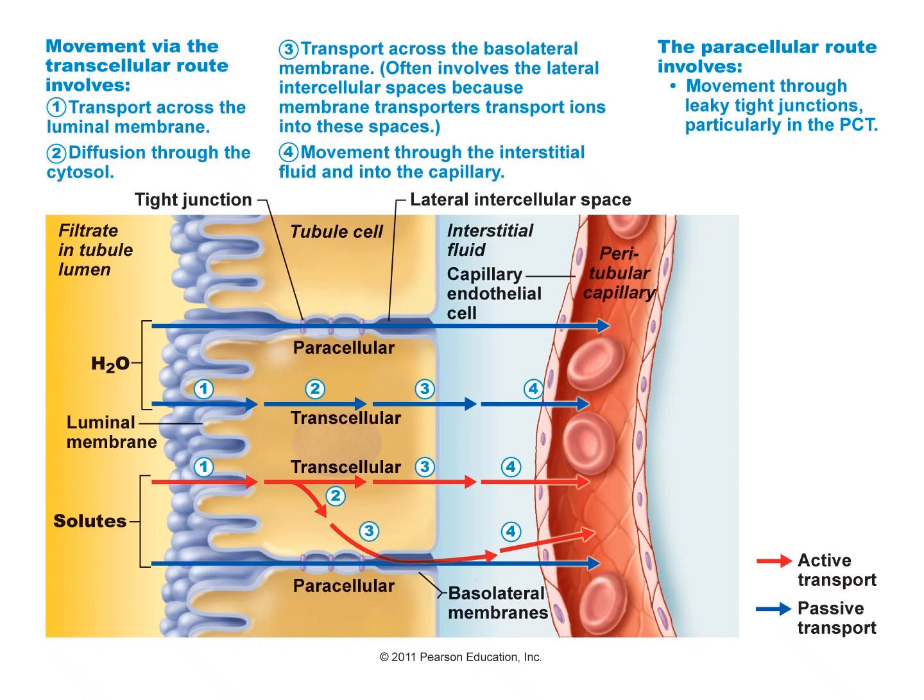The transcellular route consists of 4 steps: 1. Transport across the luminal membrane, 2. Diffusion through the cytosol, 3. Transport across the basolateral membrane, and 4.